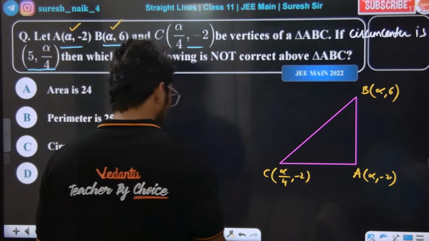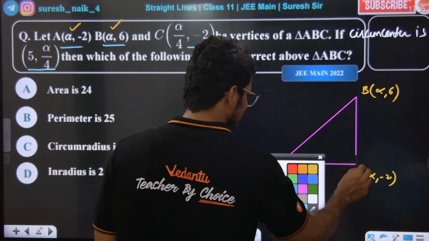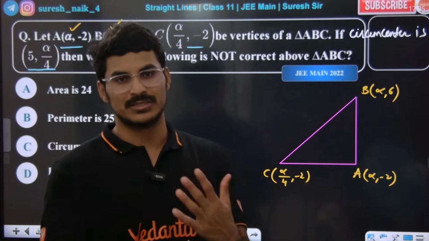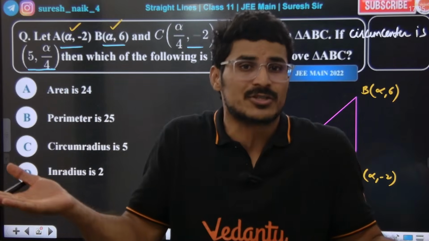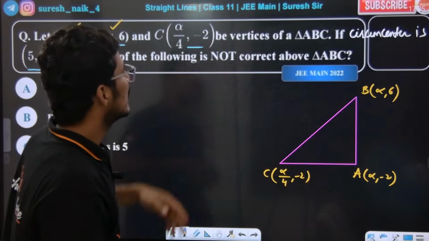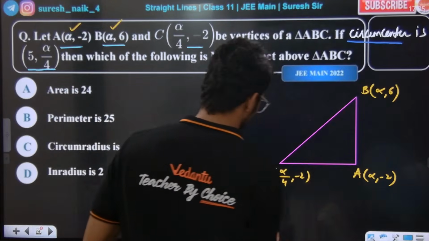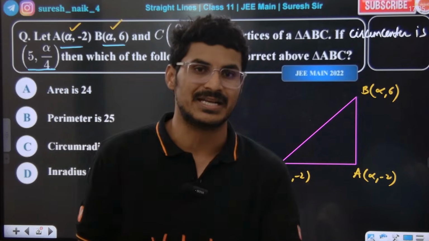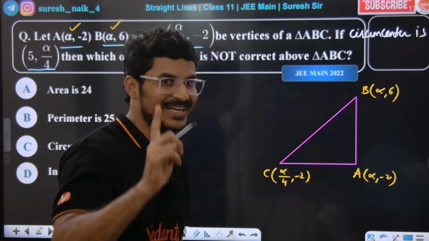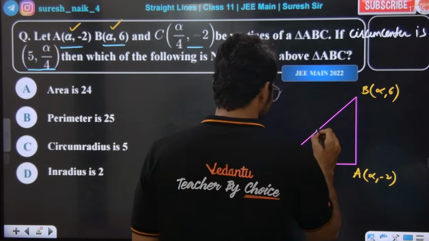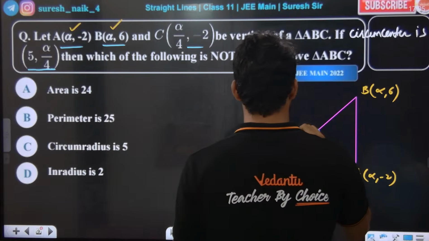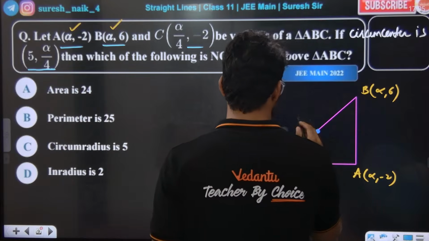Now, in a right angle triangle, the 90 degree angle vertex is the orthocenter, but we are not talking about the orthocenter here. We are talking about the circumcenter. In a right angle triangle, the circumcenter is the midpoint of the hypotenuse. We discussed this in the last class. So this is going to be the midpoint, let's say the D point.